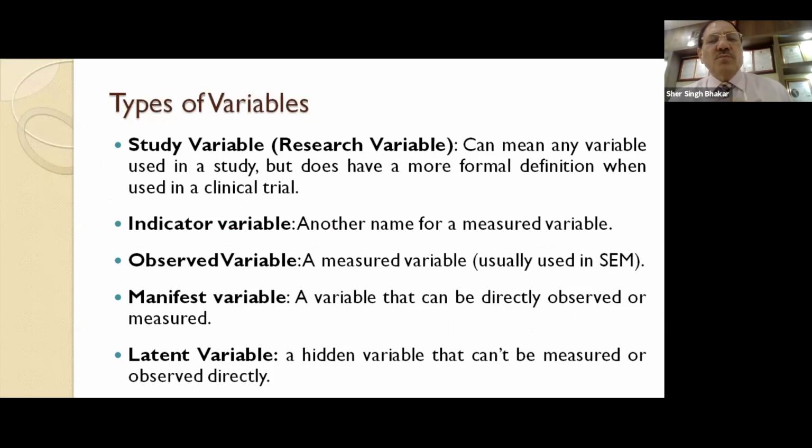Next, a study variable is any variable that is part of the study. There are some other terms used for variables, specifically in structural equation modeling. There are three terms used for a variable that is measured: indicator variable, observed variable, and manifest variable. These are the three terms used for a variable that is measured. Now I'll give you an example of what that means.